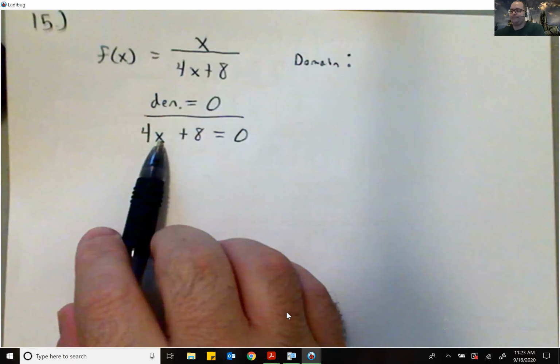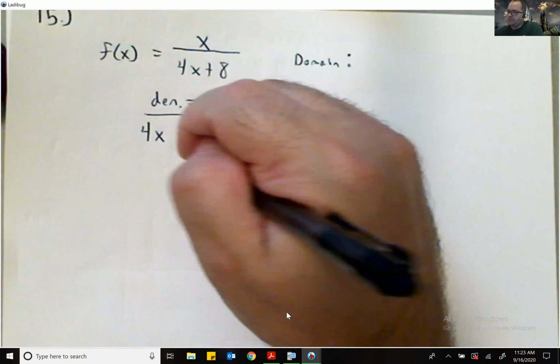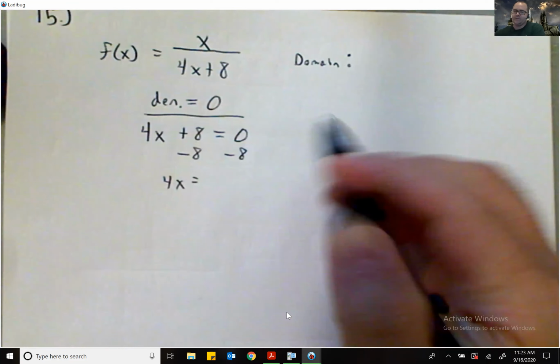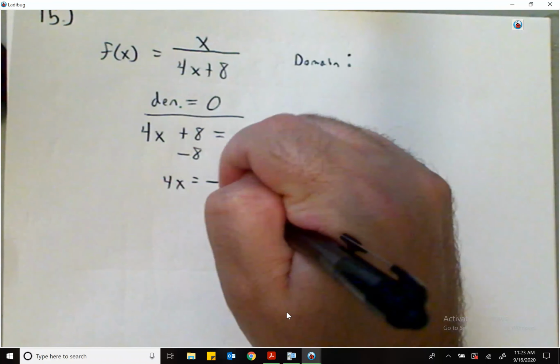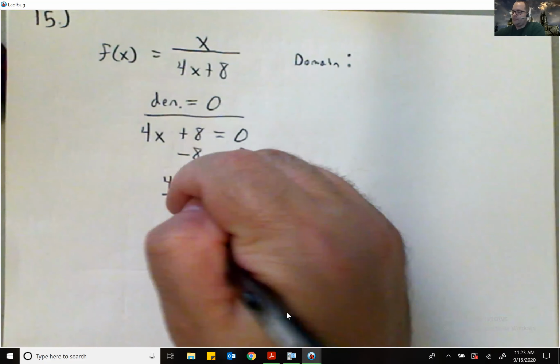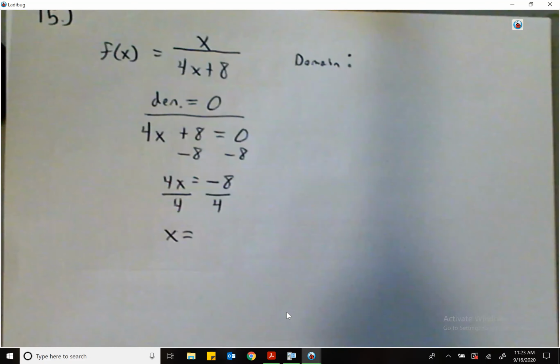How do we do that? Minus 8 on both sides. What's 8 minus 8? 0. Negative 8. And then all we're going to do is divide by 4. x equals negative 2. Yes.